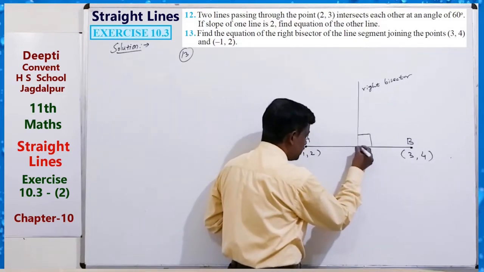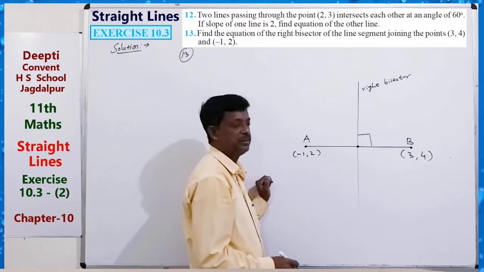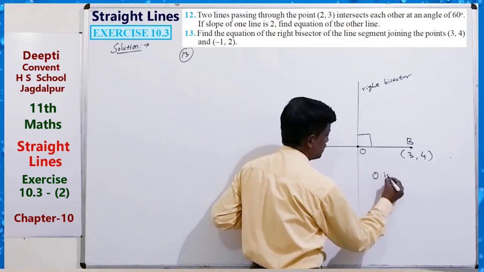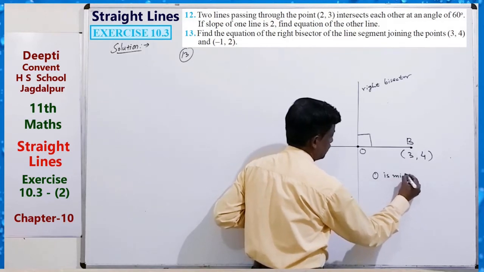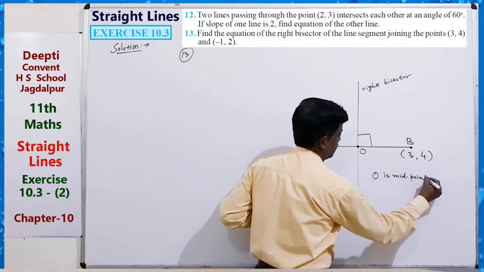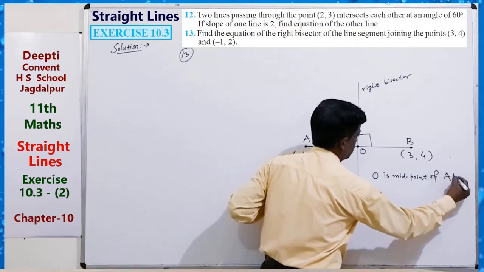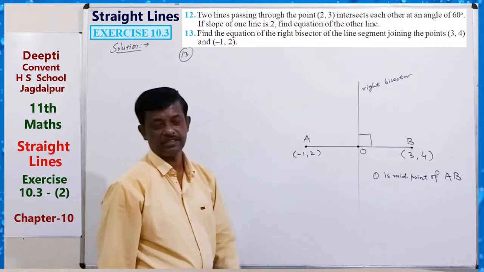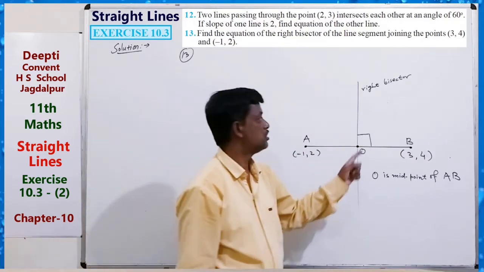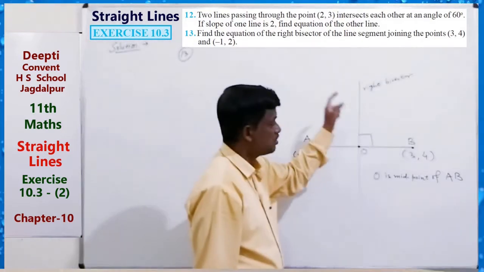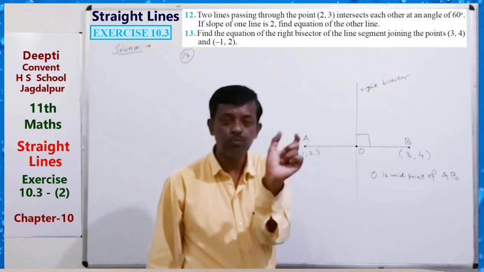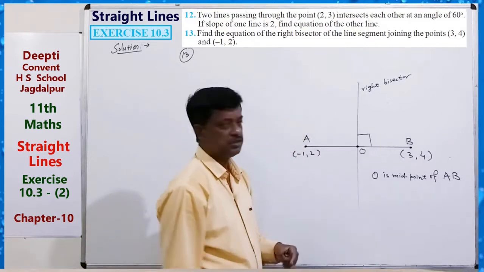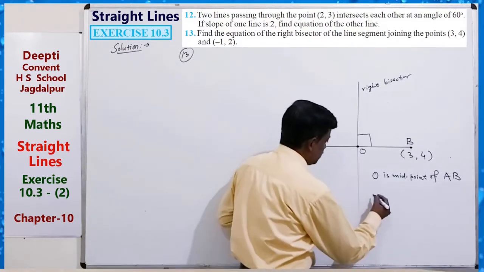So this is the midpoint. O is the midpoint of AB, and this is the right bisector. We have to find the equation of the right bisector, which can be found using the point-slope form. The point is the midpoint of AB, so we can find the midpoint of AB.